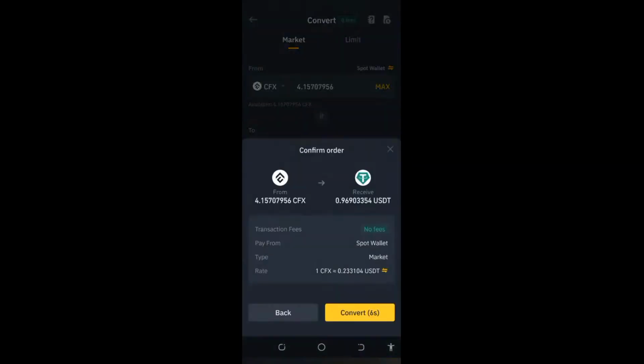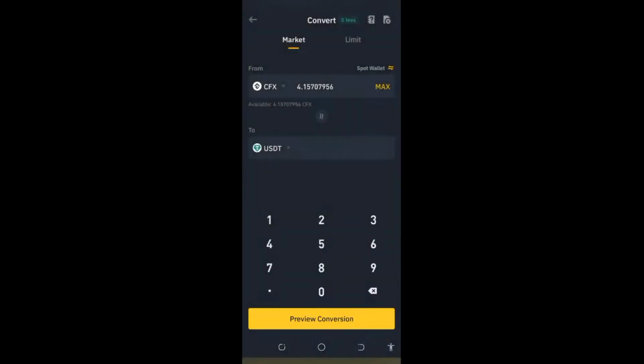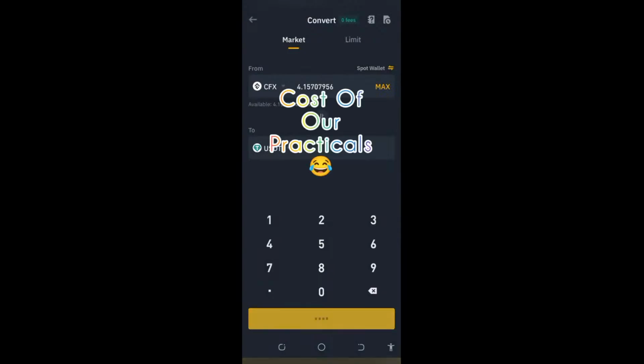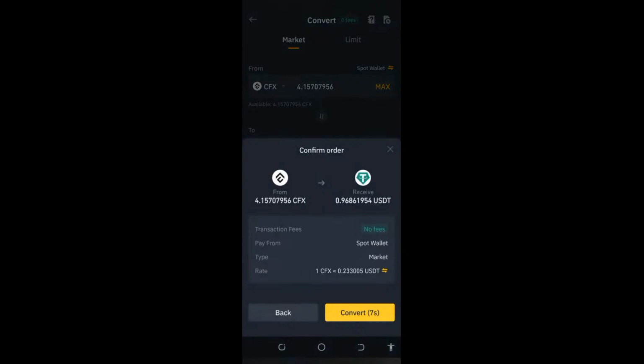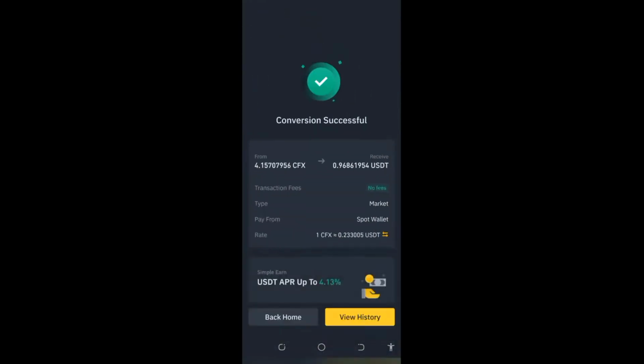I was too much in a hurry to get that back. Oh, we lost 4 cents. Is it 4 cents, or about 3 cents thereabouts? Anyway, let's just take it as the cost of our practicals. We got to learn some things. This happens. We have to learn it.